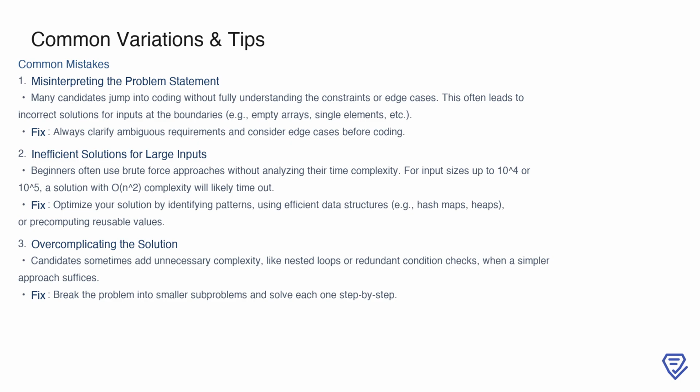Another mistake is writing inefficient solutions, especially for problems with large input sizes. A brute force approach might work for small inputs, but as input sizes grow to 10,000 or 100,000, algorithms with O(n^2) complexity will likely fail. To prevent this, focus on identifying patterns in the problem, leverage efficient data structures like hash maps or heaps, and consider pre-computing values to save time.